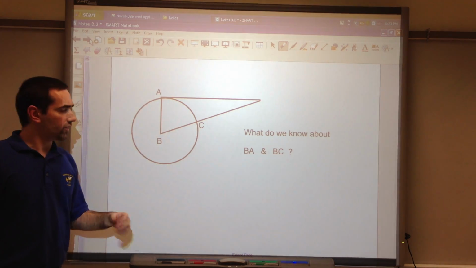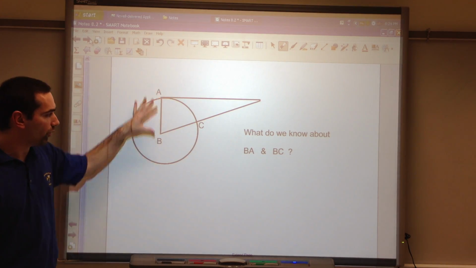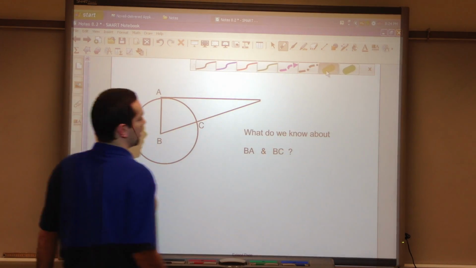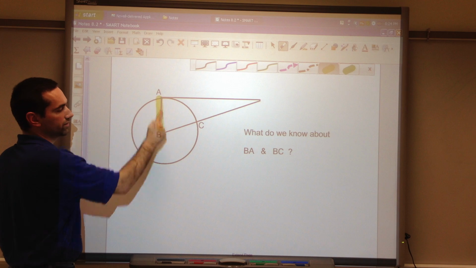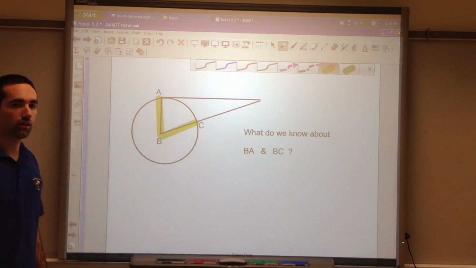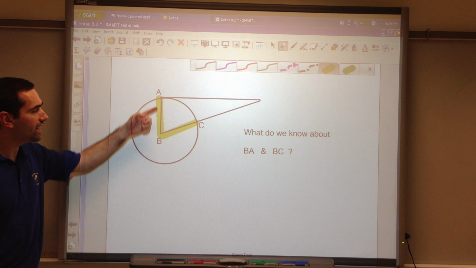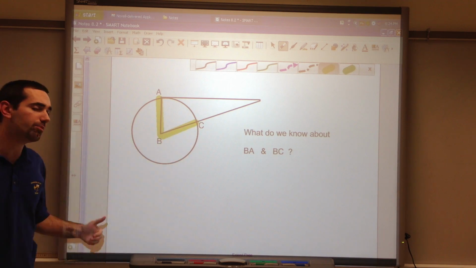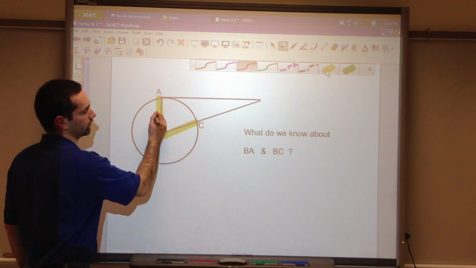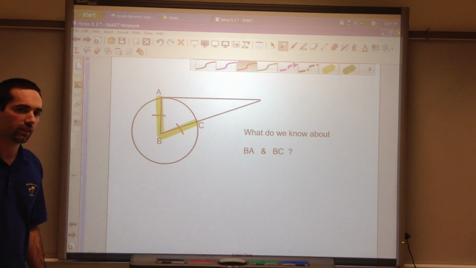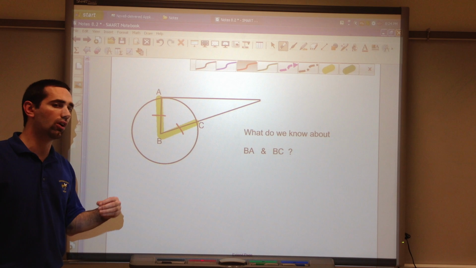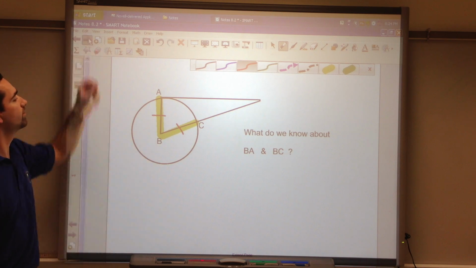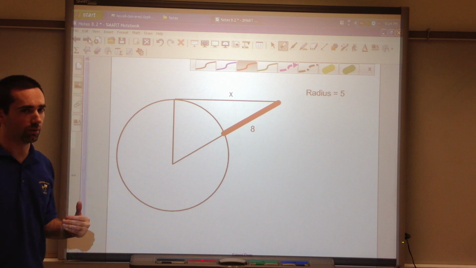So let me ask you this. Here's a setup. I put some points on here. What do we know about BA and BC? Well, they're both radius. So that means BA and BC are congruent. And that is a property we can use to solve also a lot of scenarios here.